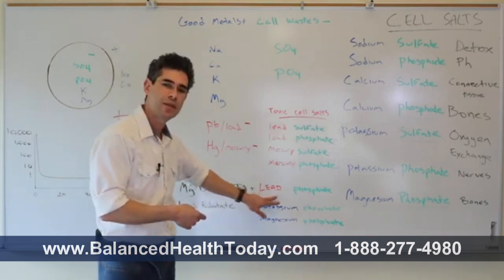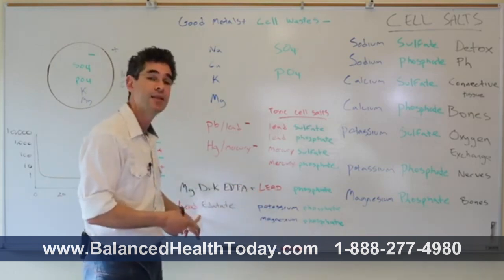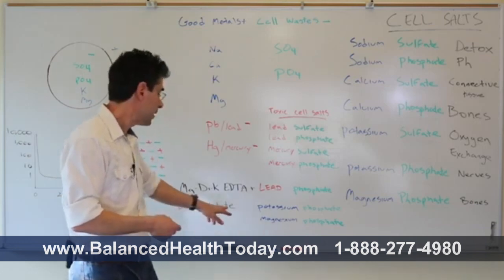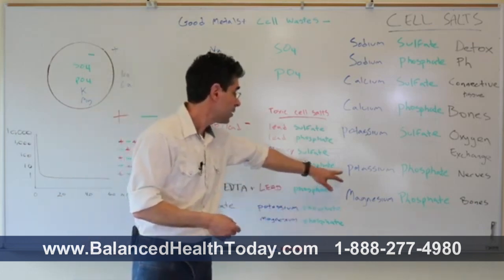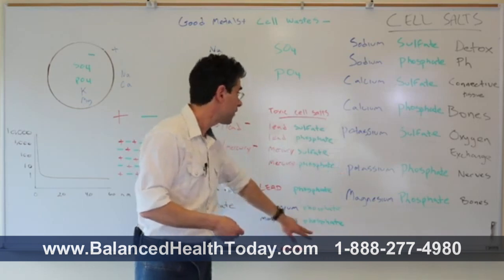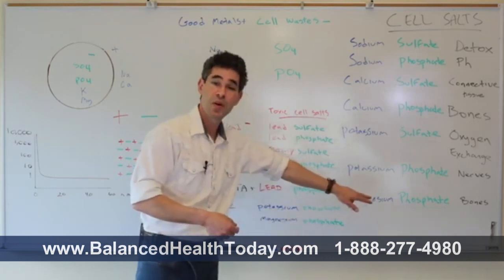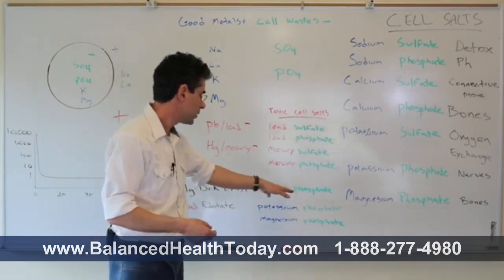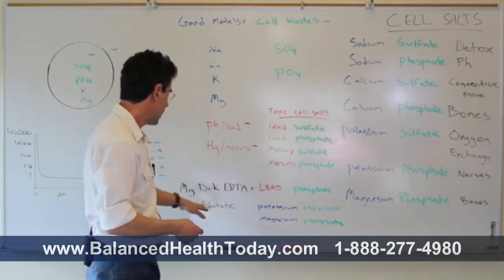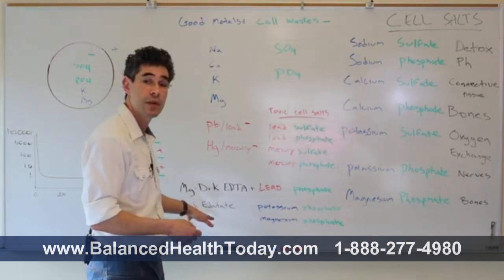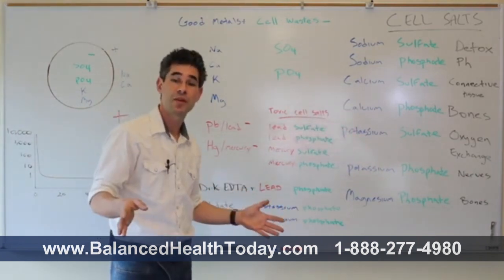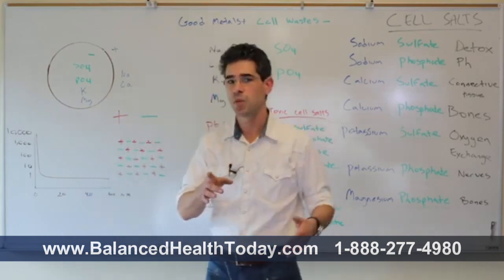Lead phosphate will not dissolve in water. Lead EDTA dissolves in water, which means you can now urinate this out. And the potassium phosphate helps the nerves, and the magnesium phosphate goes into the bones. So we can turn a toxic salt, lead phosphate, into a water-soluble toxin that will leave, and 2 nutritional elements. So far, so good. But there's one other challenge.